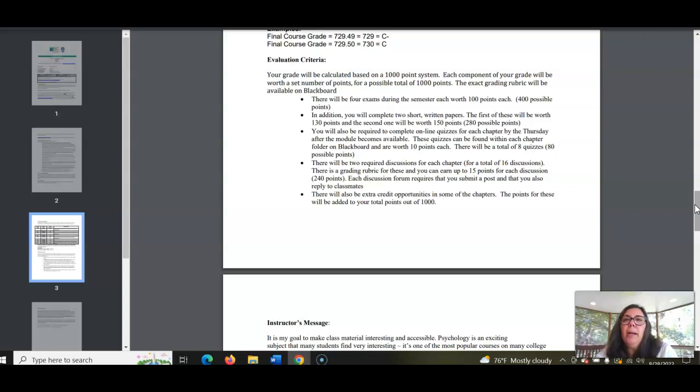There are also 2 required discussion forums for each chapter. There's a grading rubric for each one of them. I encourage you to look at that rubric by going into My Grades and looking at the rubric for the discussions. One of those will be in response to a prompt that I give, and one of those will be a muddiest points. The one in response to the prompt is I'll ask you to do something or talk about something, and you'll do that.